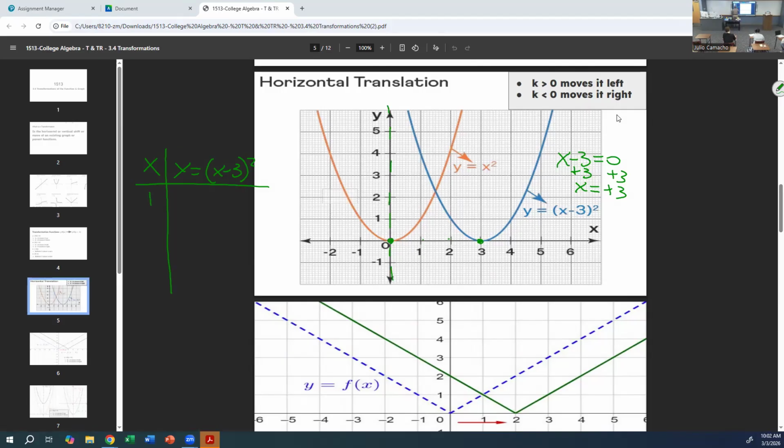Now, when x is 1, remember it's a function. We input a value for x to get a value for y. So now y is equal to (1 minus 3) squared. 1 minus 3 is negative 2, squared, positive 4. That is the 1, and that is the point: (1, 4).